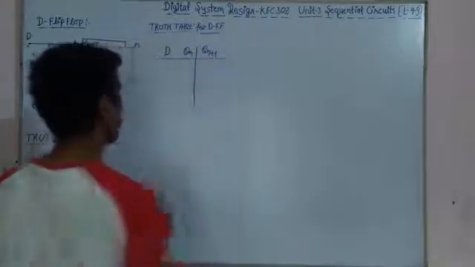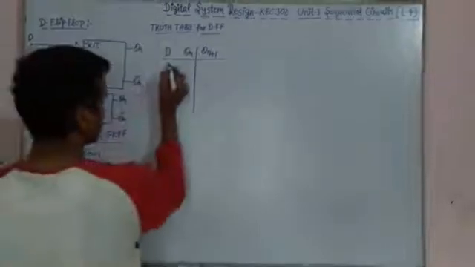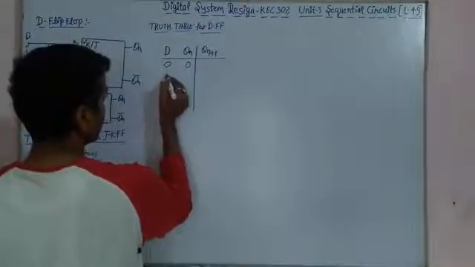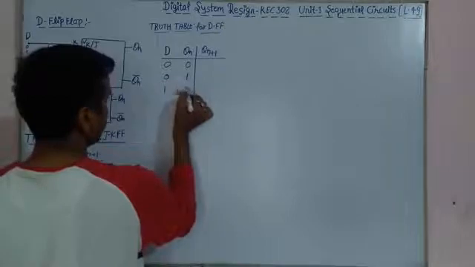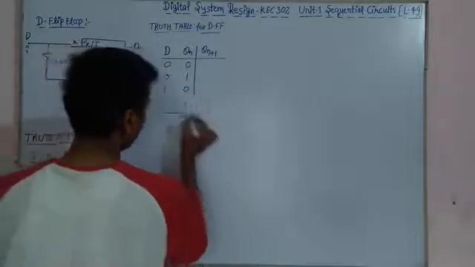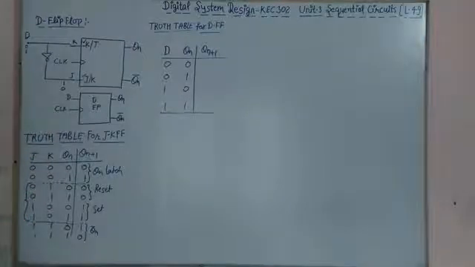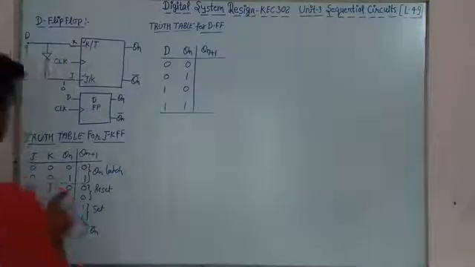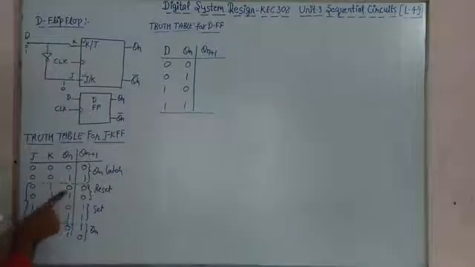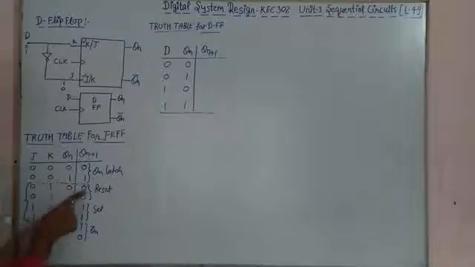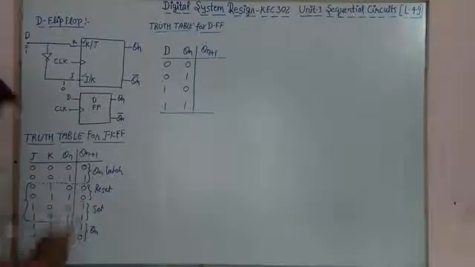So with the two inputs D and Qn, we will have four combinations: 0 0, 0 1, 1 0, 1 1. Okay, so you can see here for input 0, output will be 0. For input 1, output here you are getting 0.